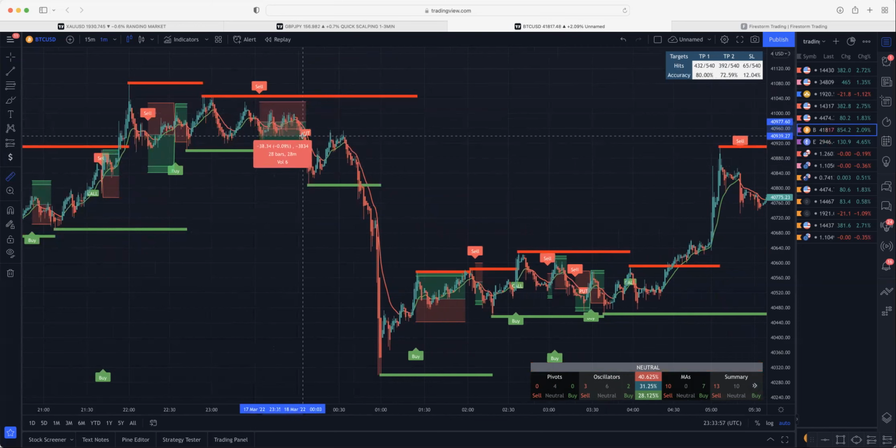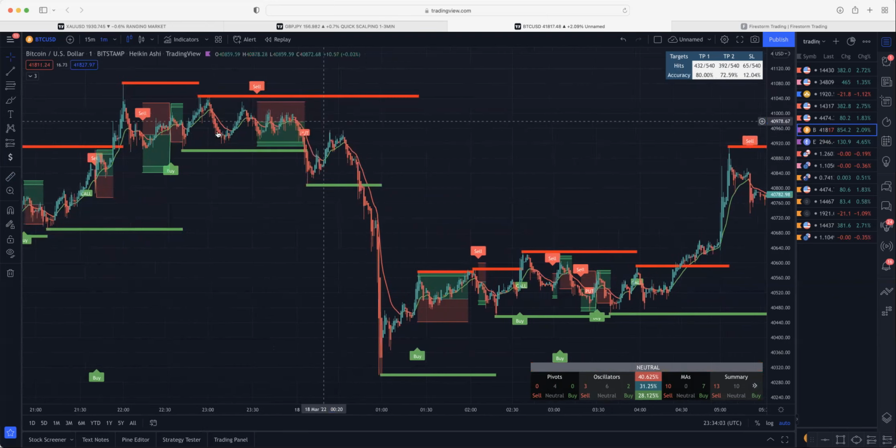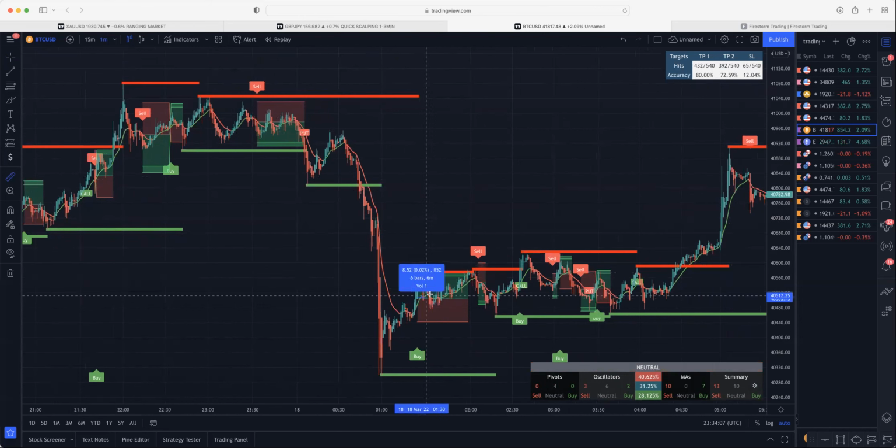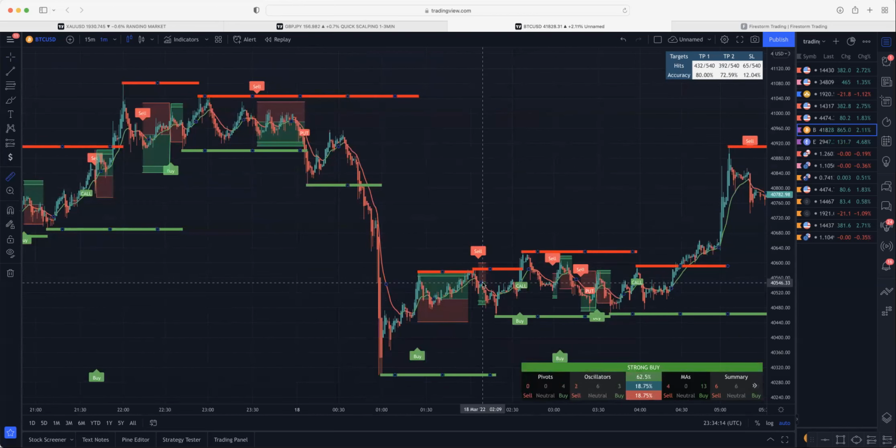So like with this one, this one was basically 5,000. This one was a nice move too. Here's another nice one. They're small, but they're also on the 1 minute chart. You can go up to a higher time frame if you want to.